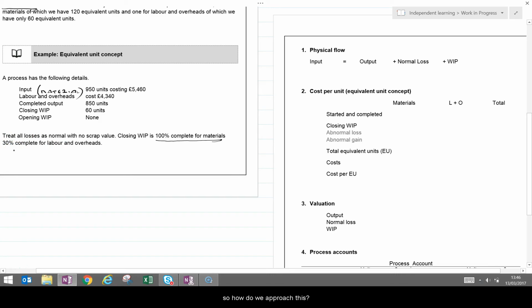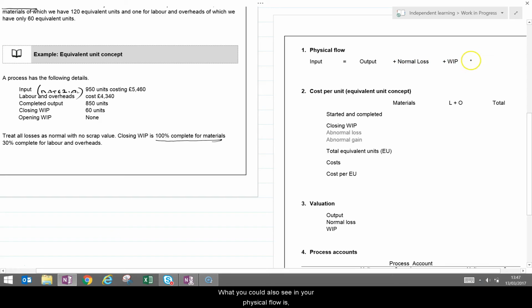So how do we approach this? The first thing that we do is exactly the same as we've done for every other process costing question, and that is to work out the physical flow. So we have the example up here. We have input equal to output plus the normal loss plus now a work in progress.